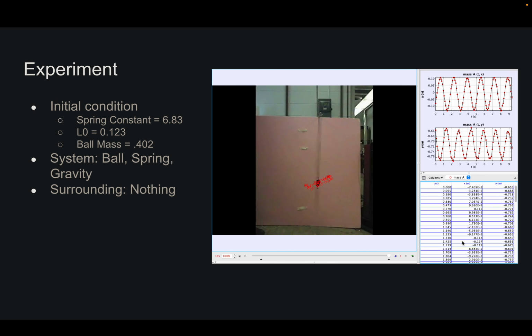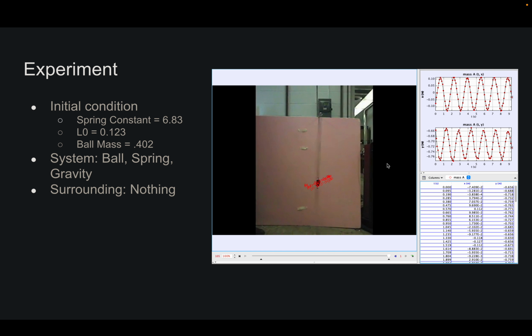In the experiment, the initial conditions were that the spring constant was 6.83, the relaxed length of the spring was 0.123 meters, and the ball mass was 0.402 kilograms. The system had the ball, spring, and gravity, because we put it all in as potential energy, which meant the surroundings we put nothing, so there was no external force affecting the system.